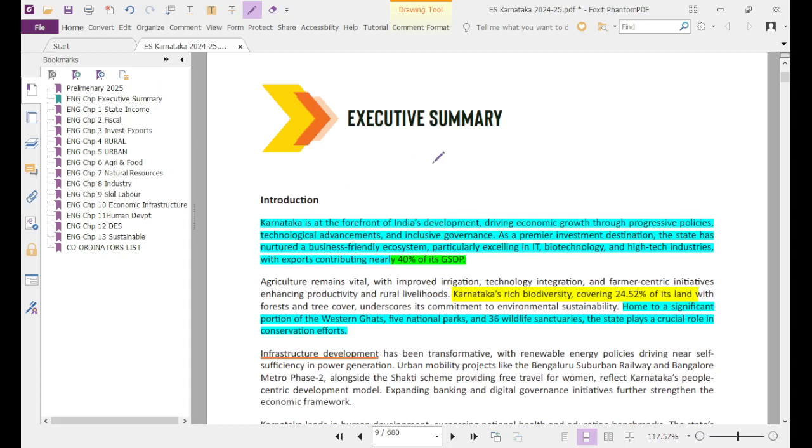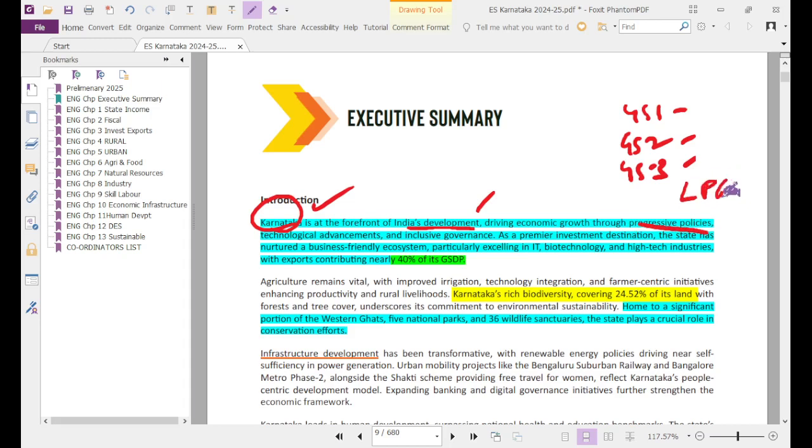So like, Karnataka is at the forefront of India's development. This is how one can start answering many of the questions, especially in GS3 and GS2, even GS1, many of the topics. So driving economic growth. Karnataka's position as a front runner cannot be denied. So keep that in India's development and growth story. Driving economic growth through progressive policies.